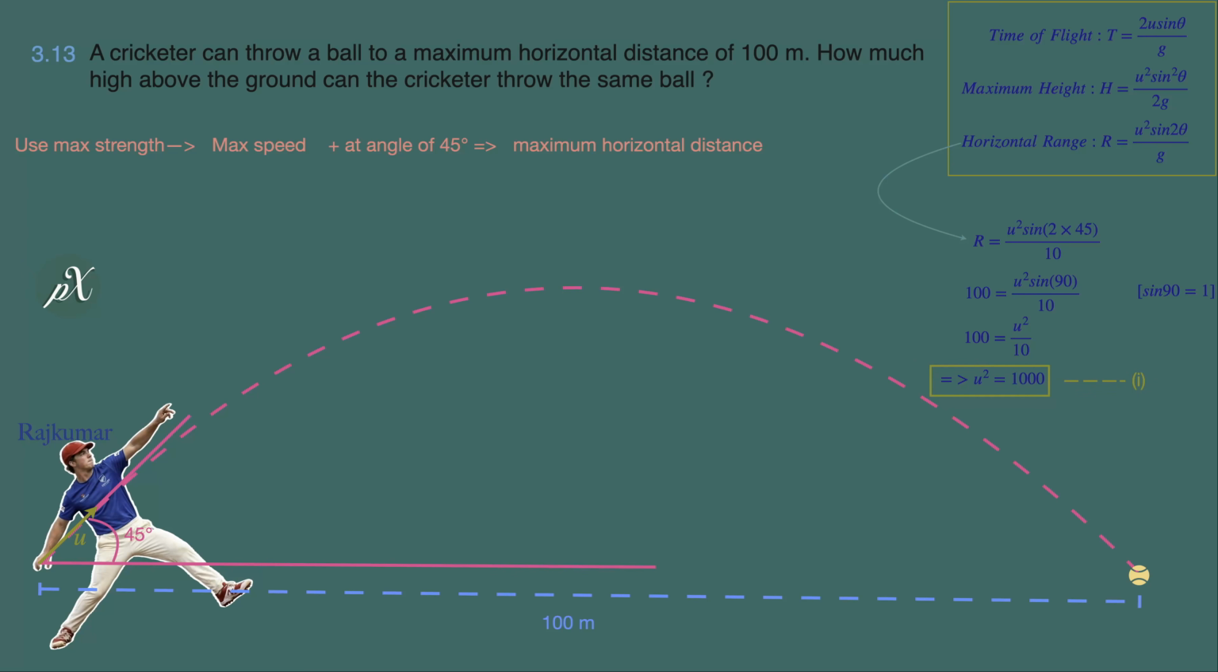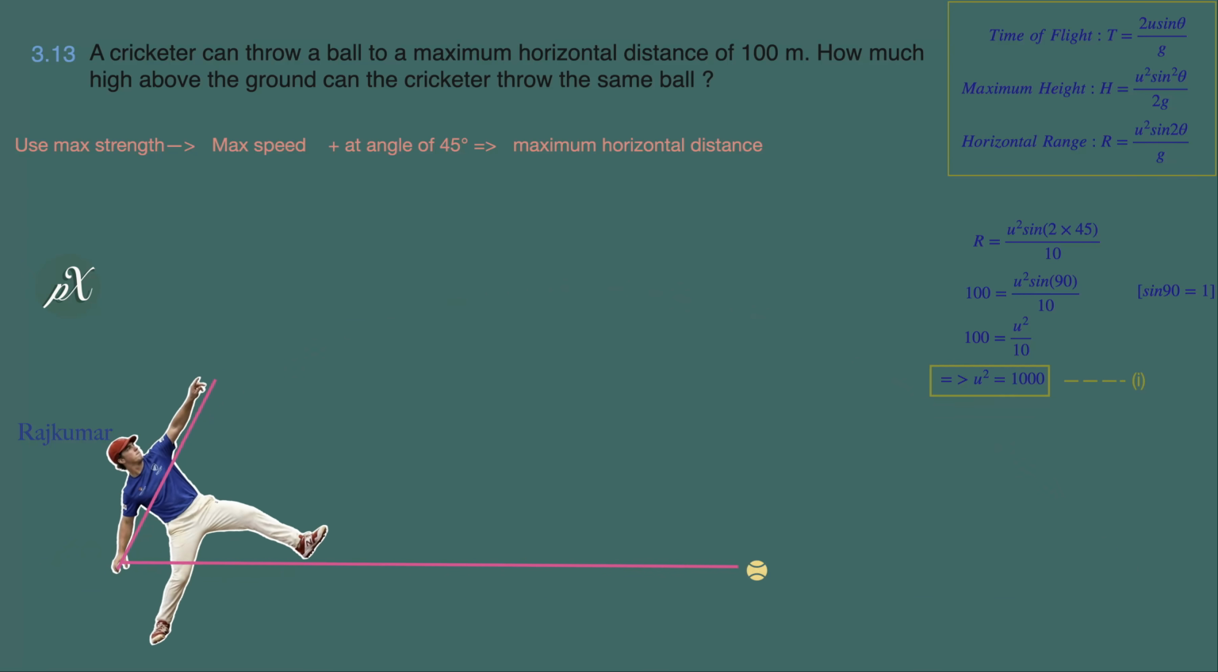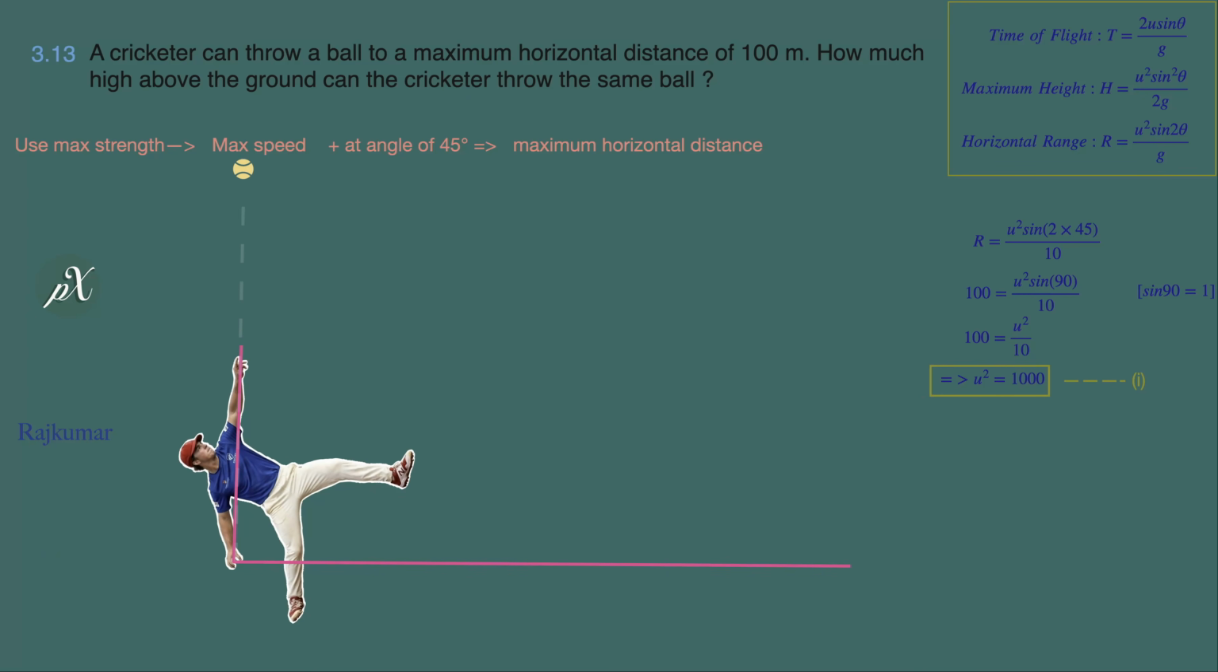Now comes the most important part of the question. The question asks, how high can the cricketer throw the ball? Think for a moment. If someone wants to throw the ball to the greatest possible height, should they throw it at 45 degrees? No! To achieve the maximum height, the ball should be thrown vertically upward. That means the angle of projection becomes 90 degrees. The initial speed remains the same because the cricketer is still using his maximum strength.